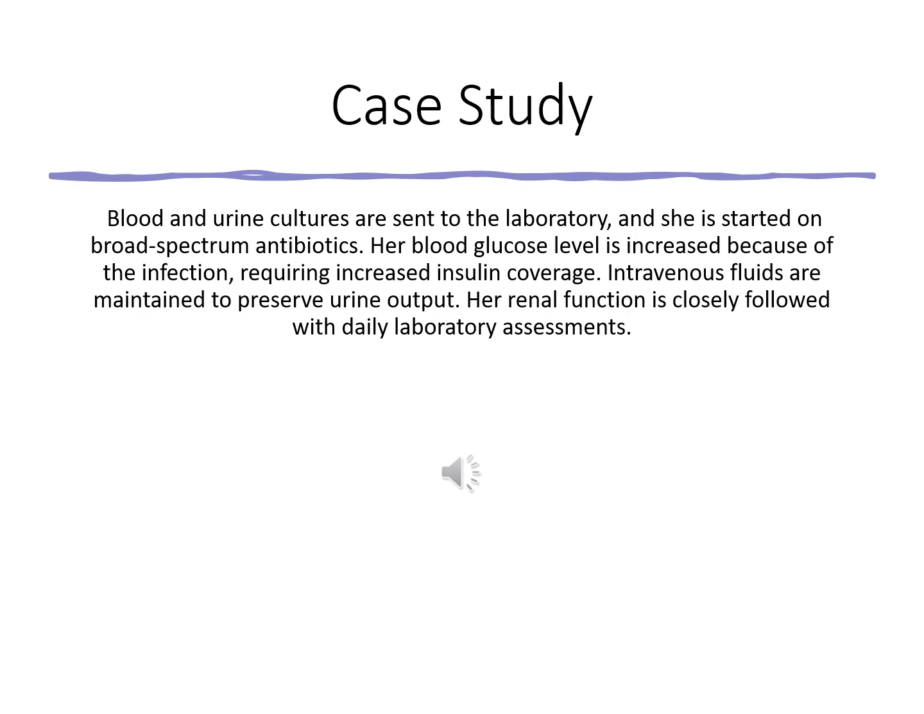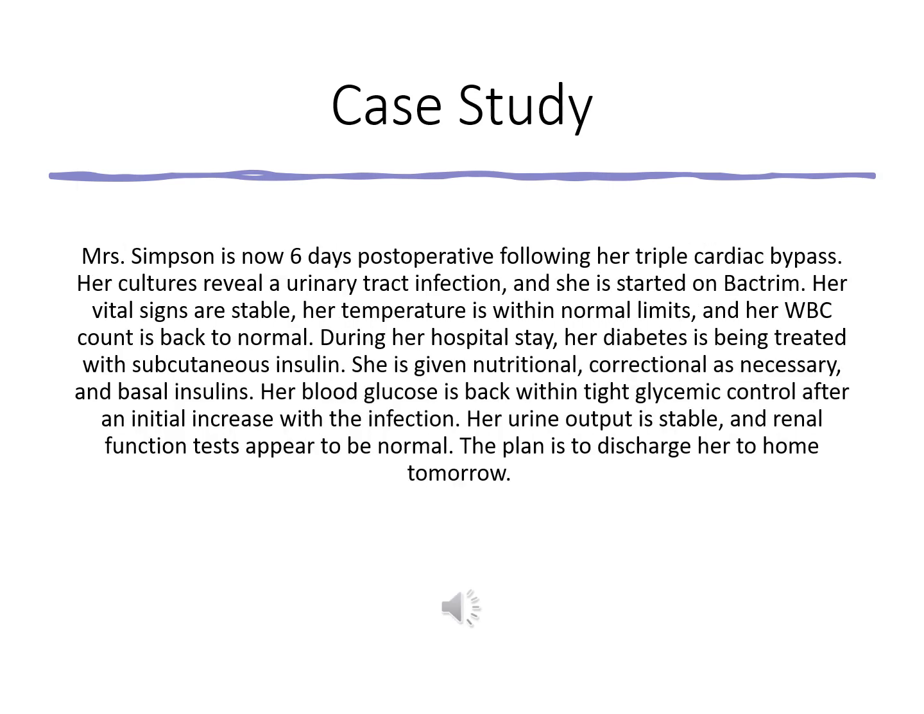She's also started on intravenous fluids, and we want to make sure she's urinating well. Renal function is closely followed with the daily laboratory assessments. Mrs. Simpson is now 6 days post-op following her triple bypass. Cultures reveal a urinary tract infection, and she started on Bactrim. Vital signs are stable, temperatures within normal limits, and her white blood cell count is back to normal.